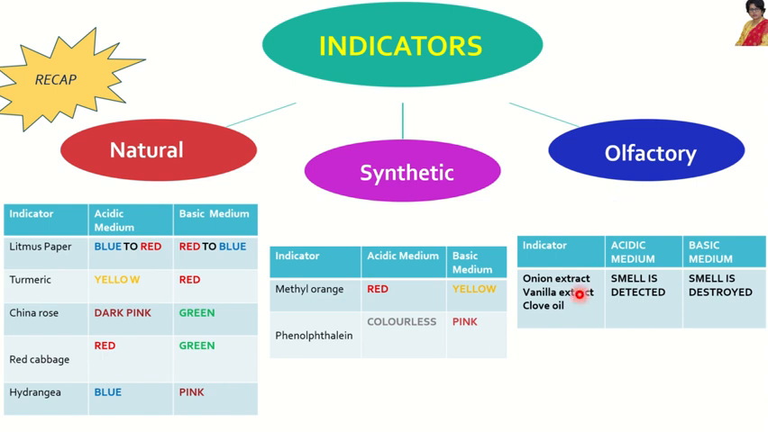Olfactory indicators, onion extract, vanilla extract, clove extract. In acidic medium, we can detect the characteristic smell of this extract. On the other hand, in basic medium, smell is destroyed. So this is how, with the help of the indicators, we can identify a given substance, whether it is acid or a base.